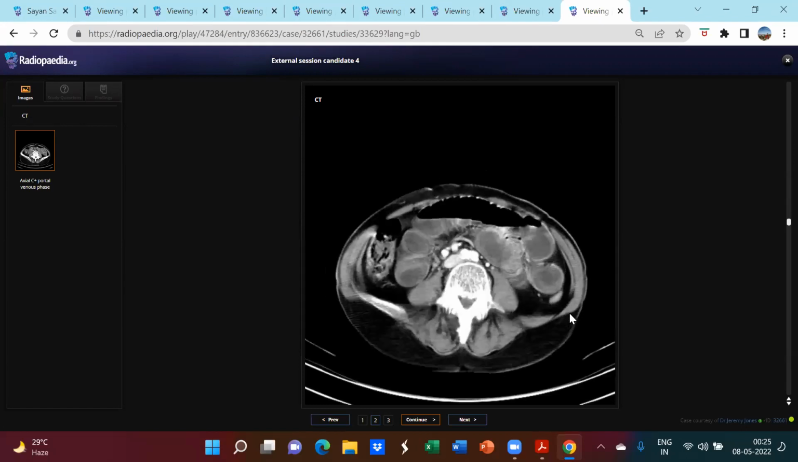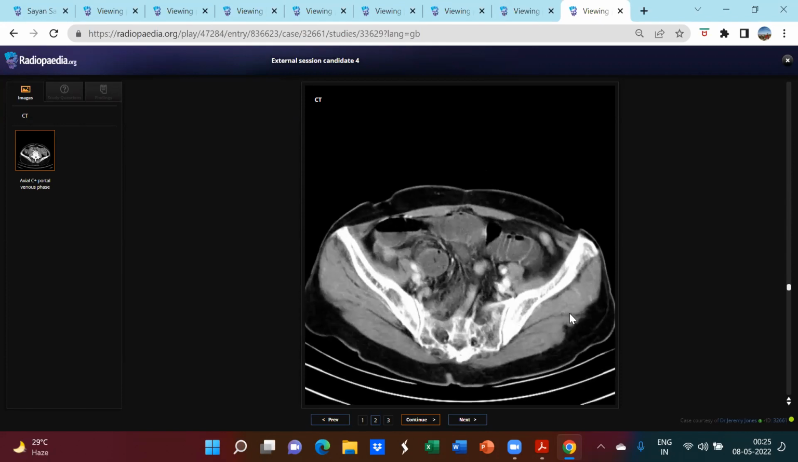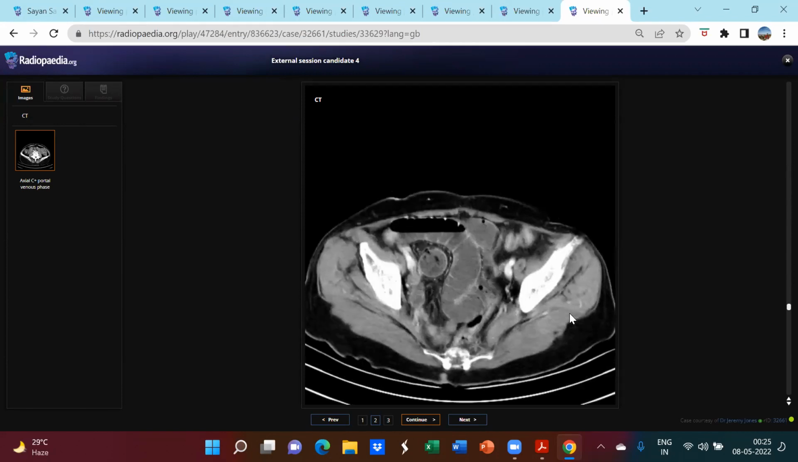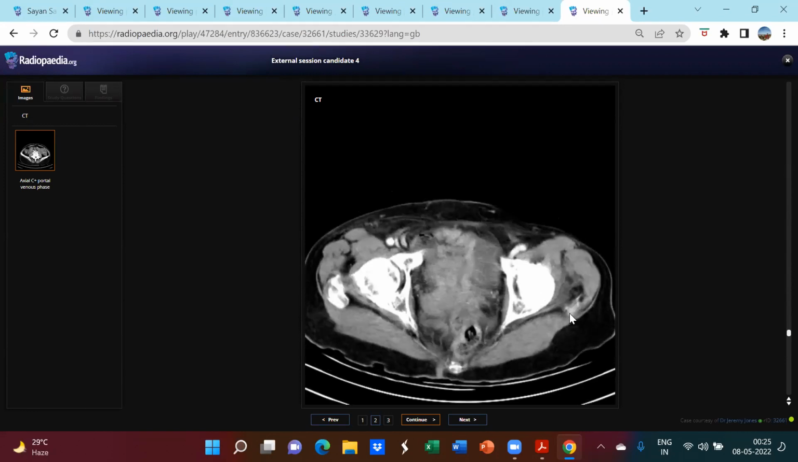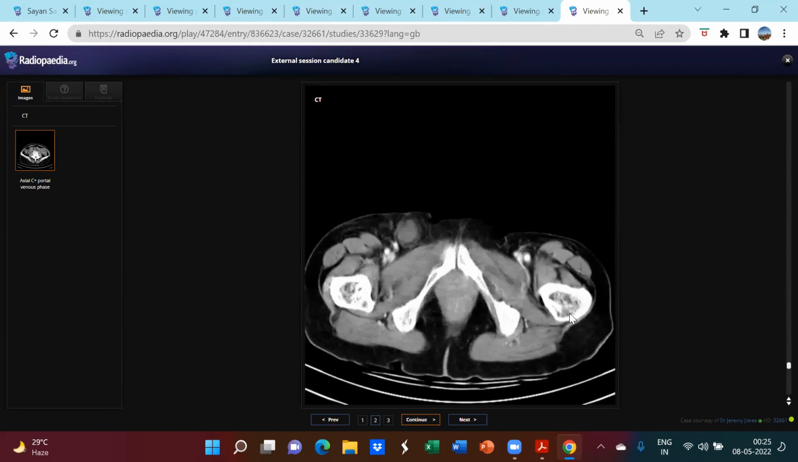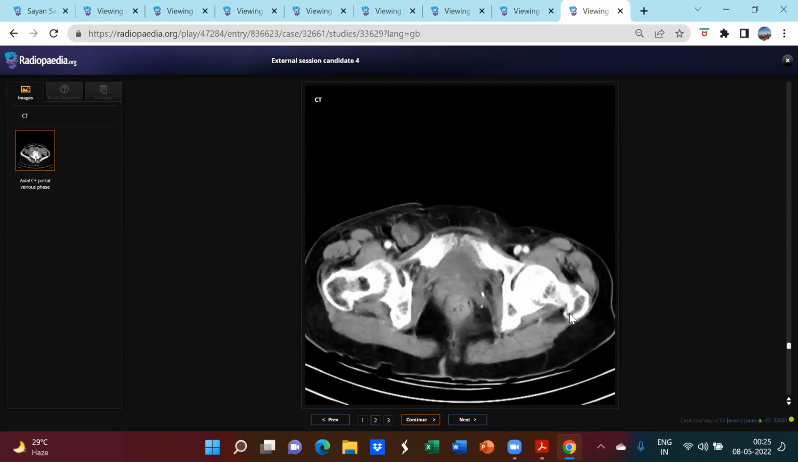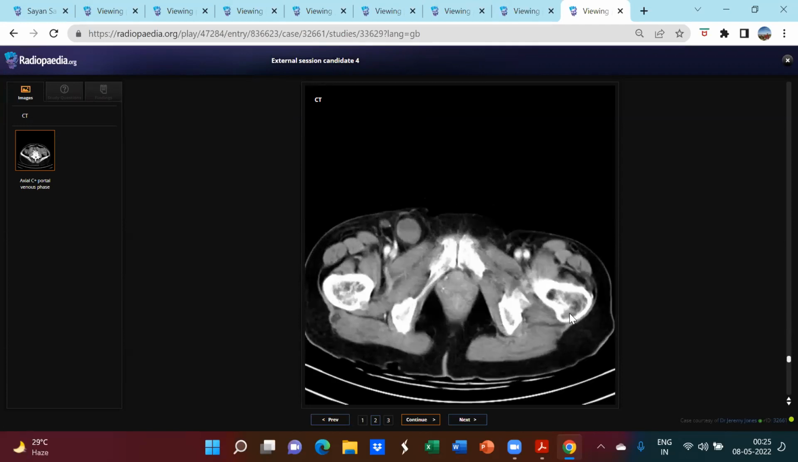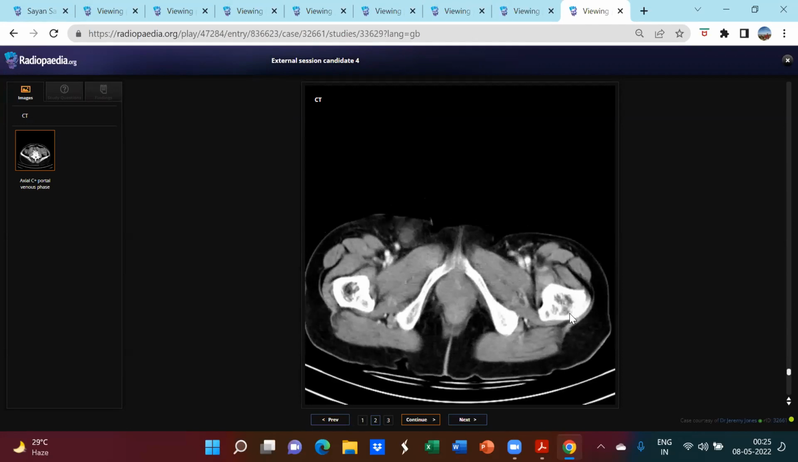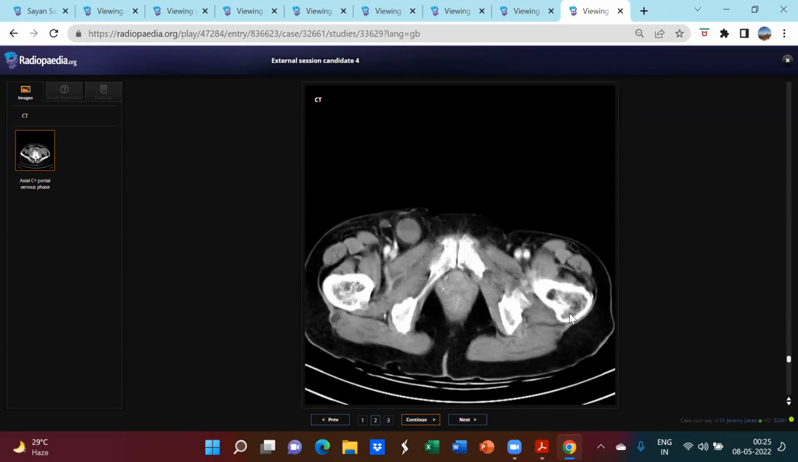So I'm going down. I've seen a small bowel loop that is extending into the right inguinal canal, so I'm just trying to make out whether this is an inguinal hernia or femoral hernia. Okay. So how do you do that?